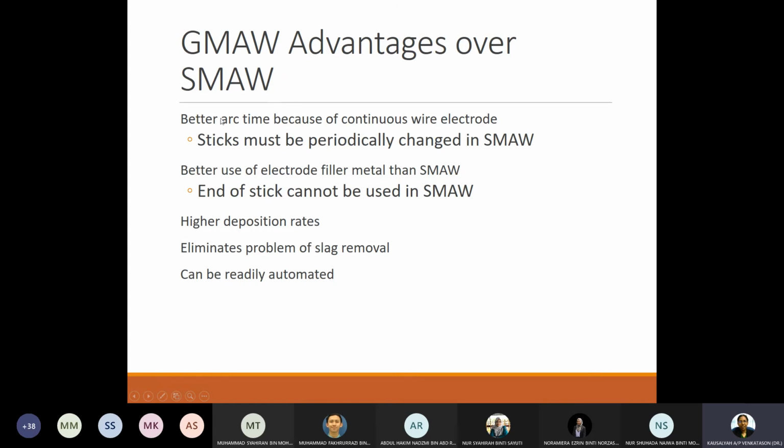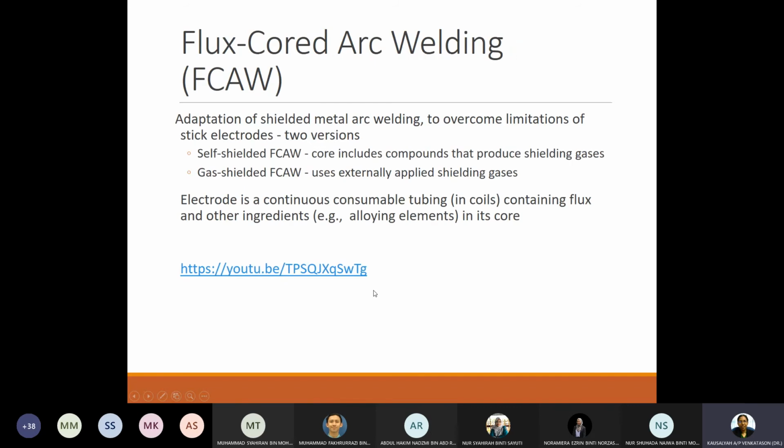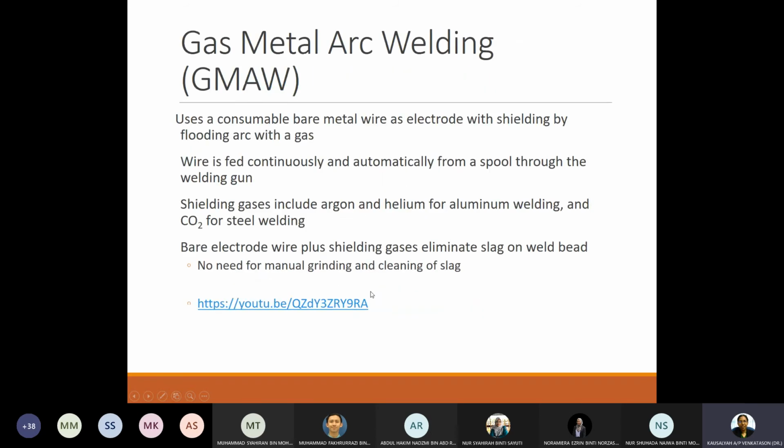Advantages of GMAW over SMAW: better arc time because of the continuous wire electrode. The stick must be periodically changed in SMAW, but in this case the wire is fed from a spool. Better use of electrode filler than SMAW, since the end of the stick cannot be used in SMAW. Once it reaches a certain end, you have to throw it away. Higher deposition rates, you don't need to remove the slag, and it can be readily automated.